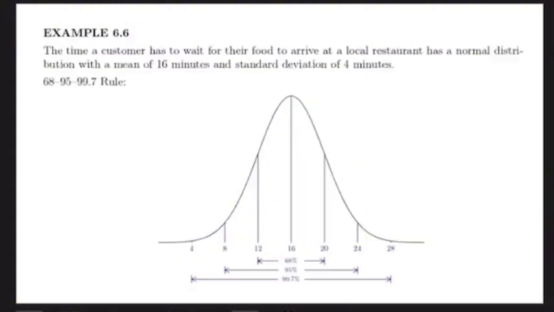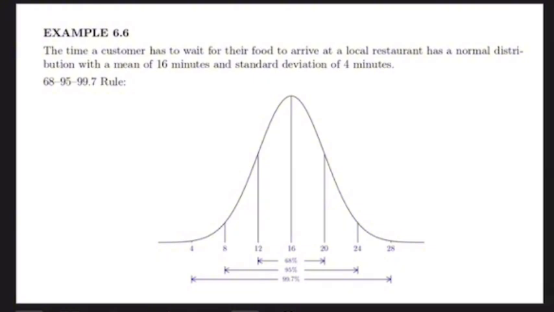Okay. Now, we want to go into an example. The time a customer has to wait for their food to arrive at a local restaurant has a normal distribution with a mean of 16 minutes and a standard deviation of 4 minutes. Maybe somebody looked at the time they need to wait before their food arrives when they order, and they realized it varies, and they looked at the data set and realized it follows a normal distribution, and having found that, they computed the two parameters. They know the mean, they know the standard deviation.